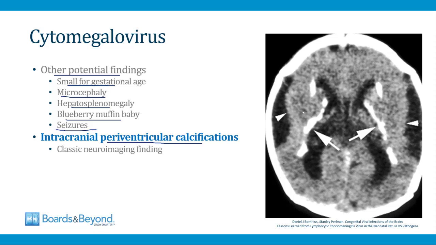It's not just that there are intracranial calcifications, but the calcifications are lining the ventricles as shown here in the image. This is a classic finding in congenital CMV. It can also occur in other conditions. It doesn't always mean the baby has CMV infection, but it is the classic CMV finding.